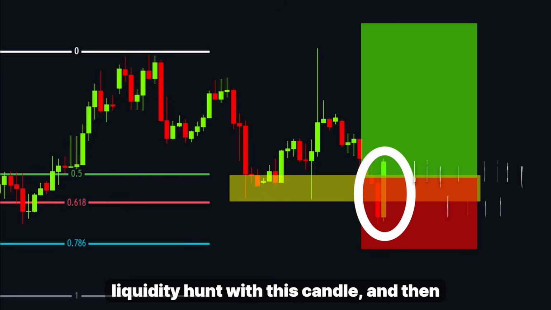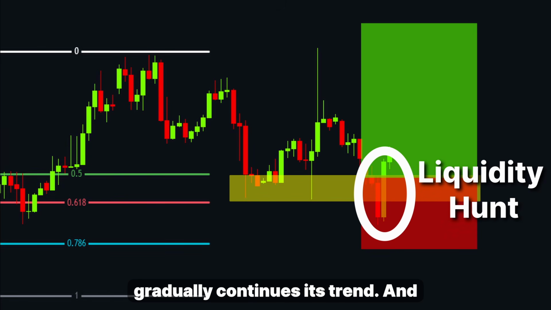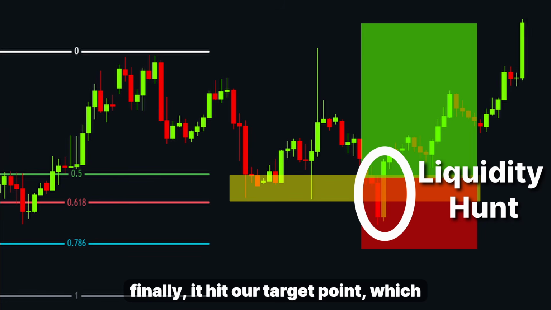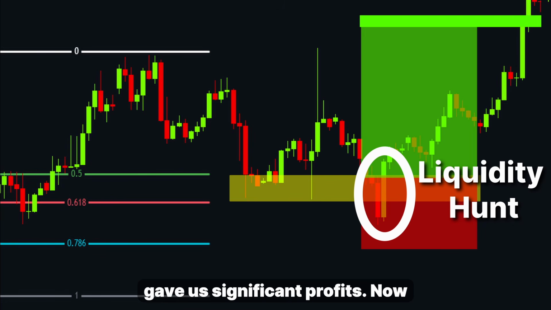The price does a liquidity hunt with this candle and then gradually continues its trend. And finally, it hit our target point, which gave us significant profits.